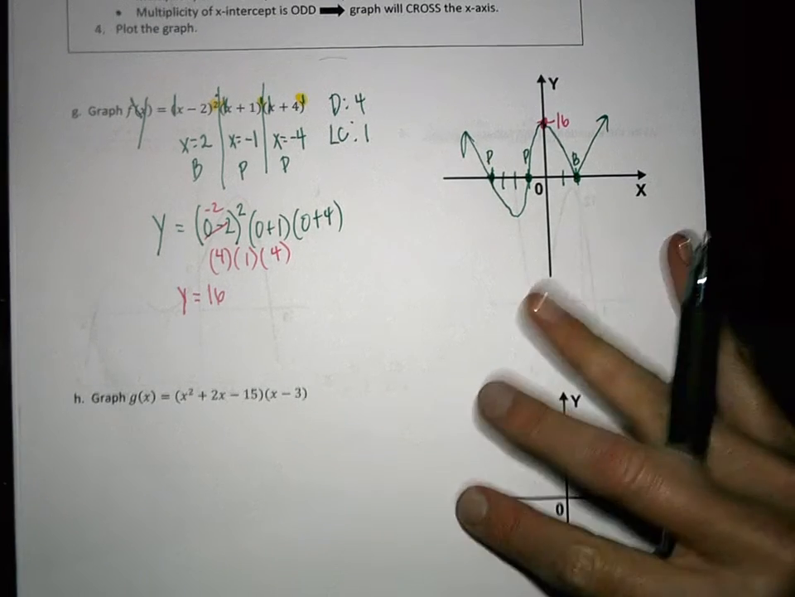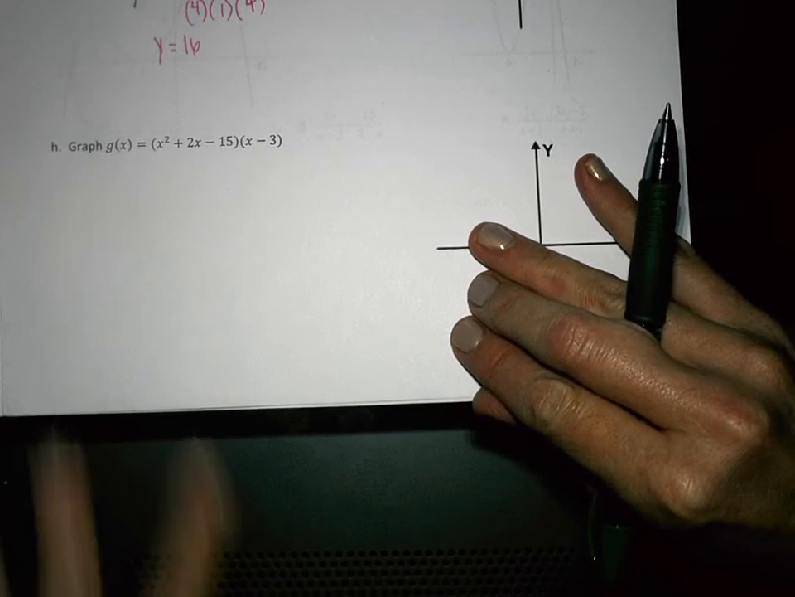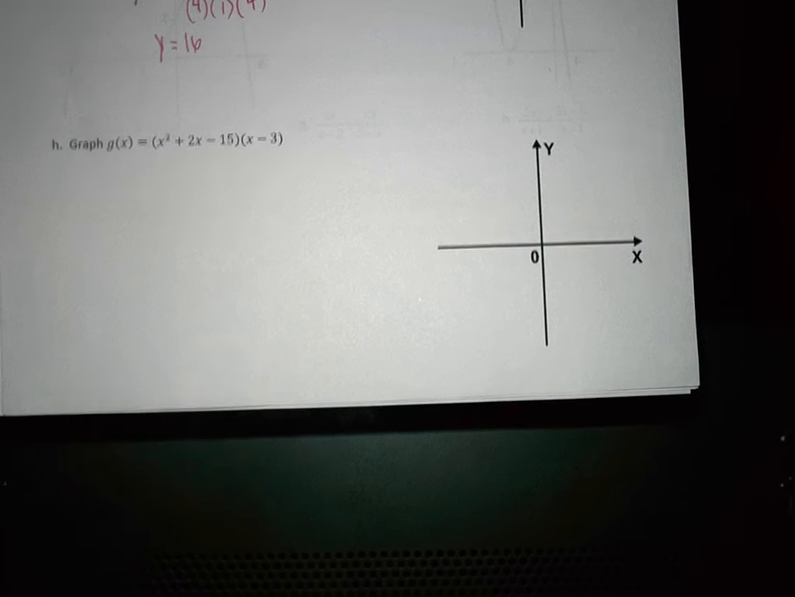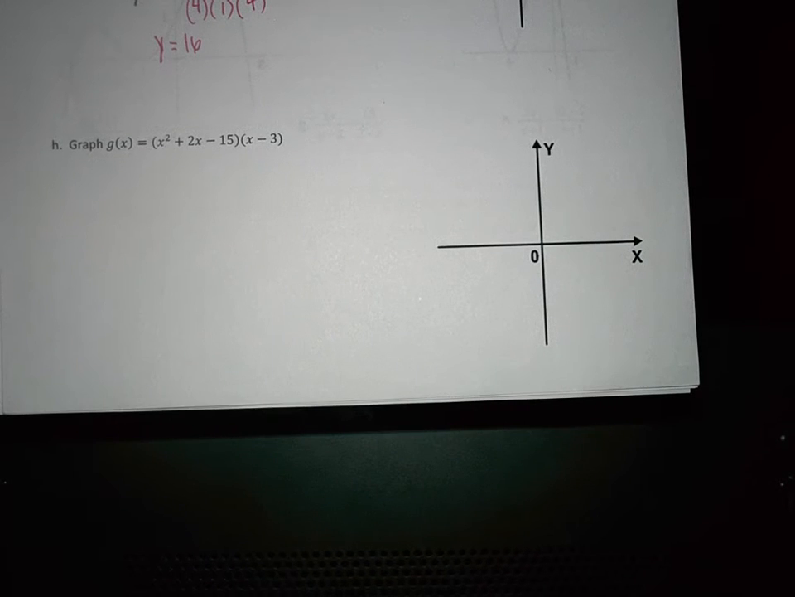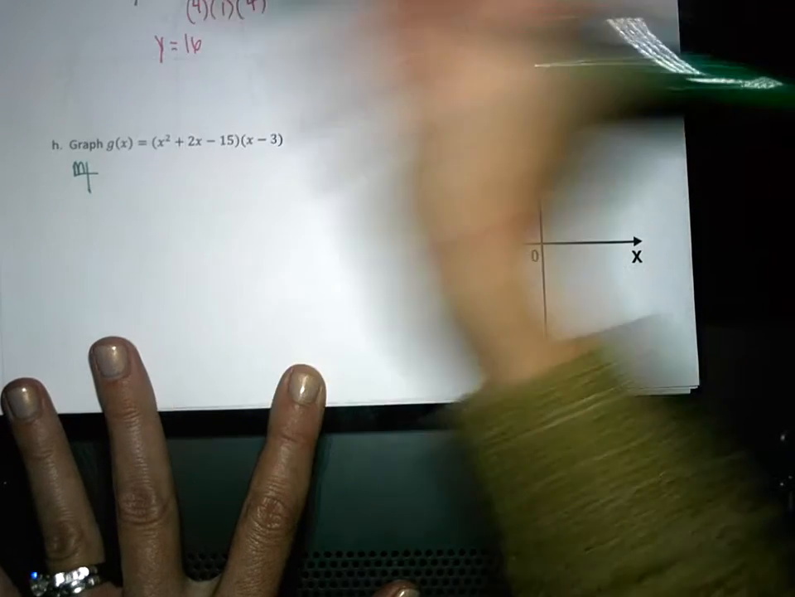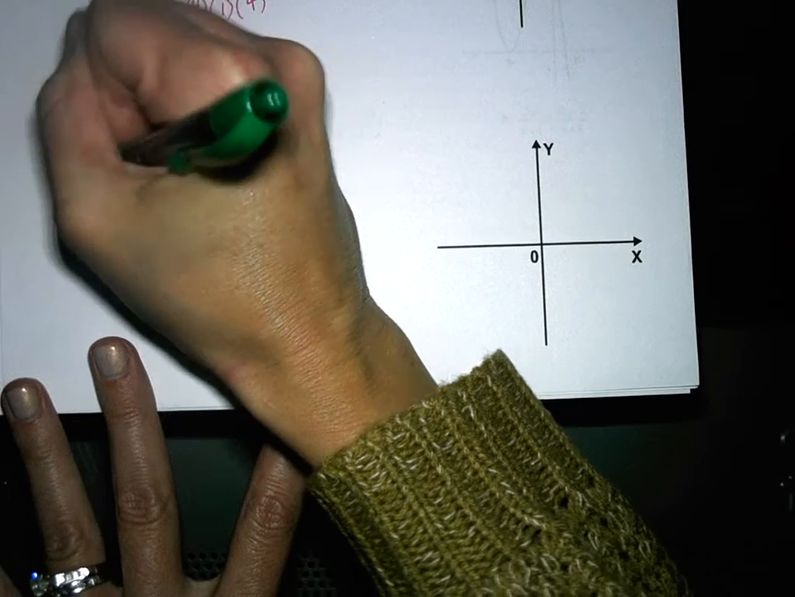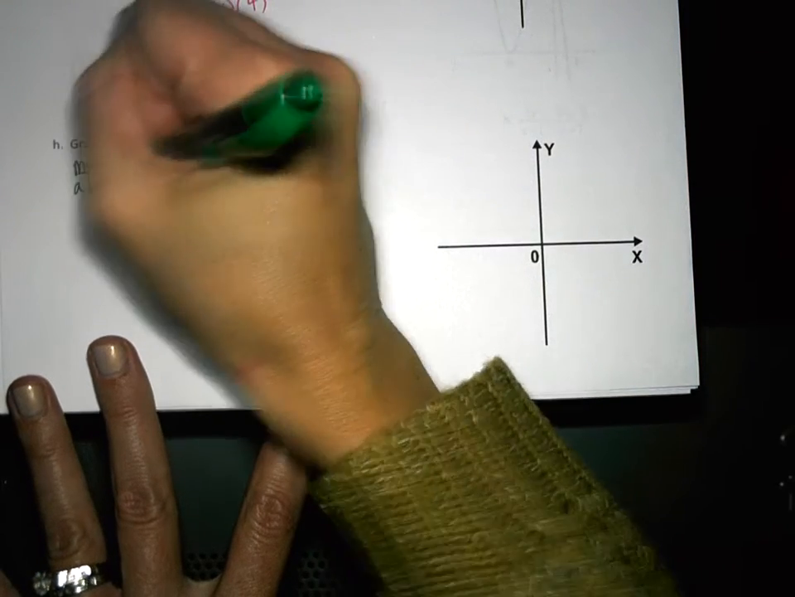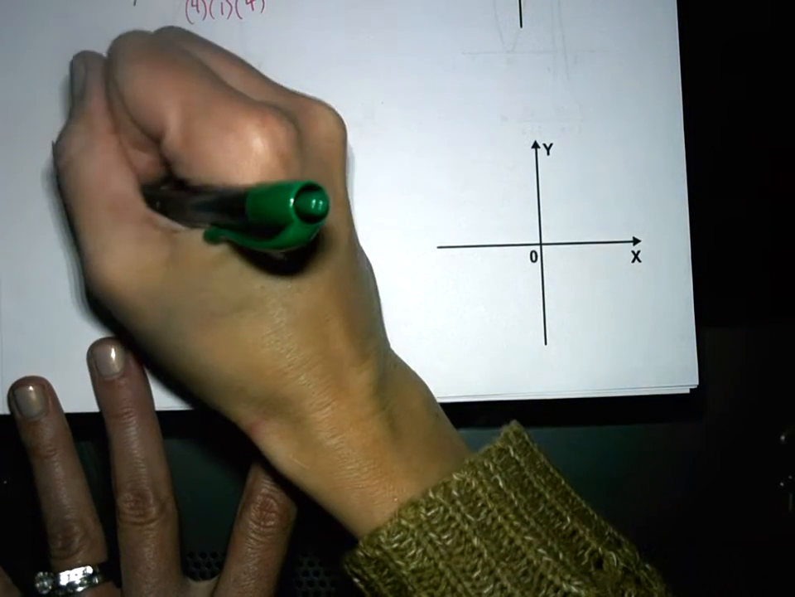Okay, H. Is this one ready to find all of our x-intercepts? No. What do I need to do? Factor. Good. So we have to factor this portion right here. So what multiplies to be -15 and adds to be 2? 5 and -3. Good. 5 and -3.